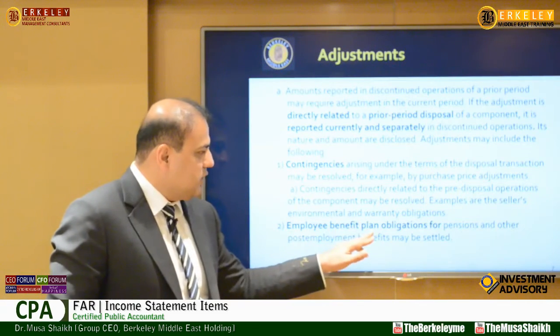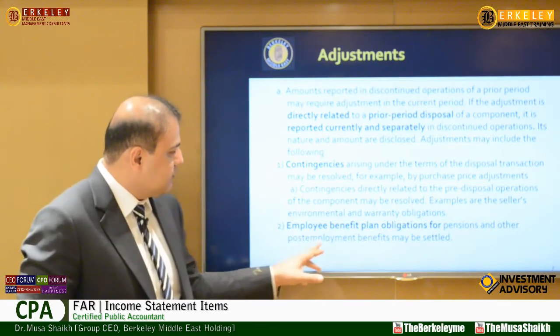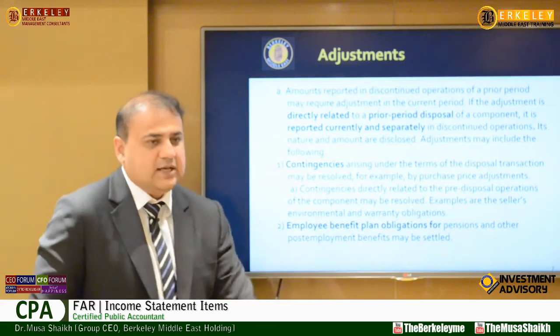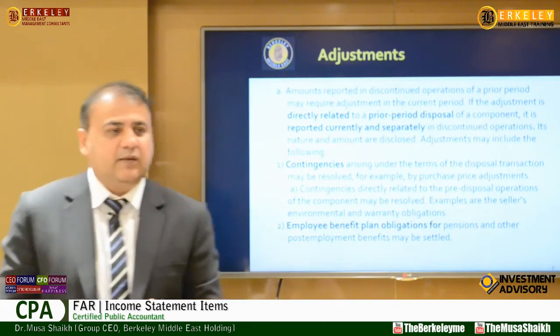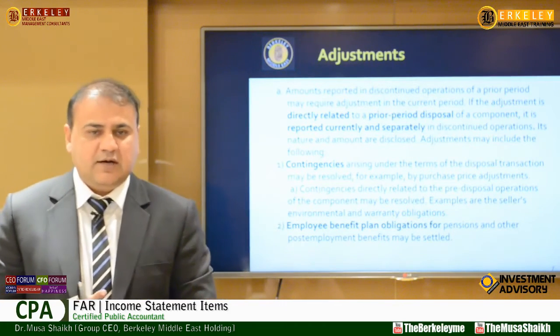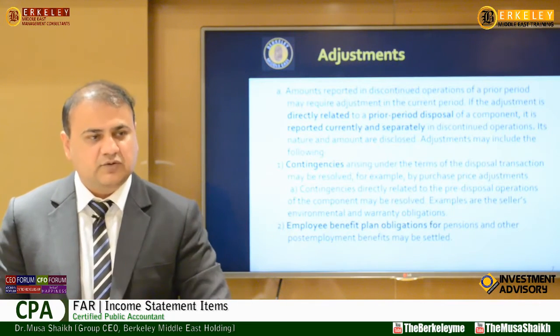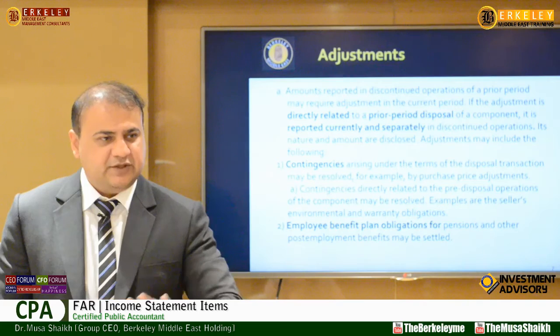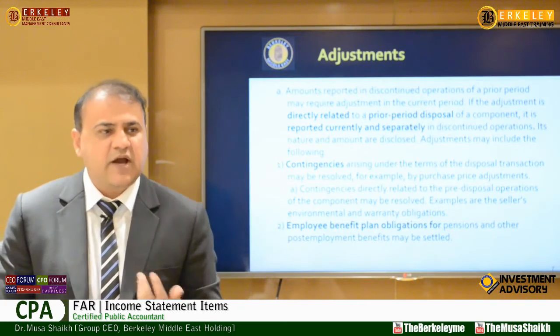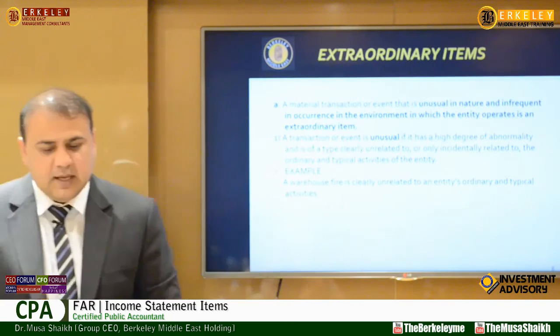Employee benefit plan obligations for pension and other post-employment benefits may be settled. Means there are 10 employees related to it, they are entitled to pension and other things. You have to settle them so you can close these operations. Right? This is like a final settlement we generally do.